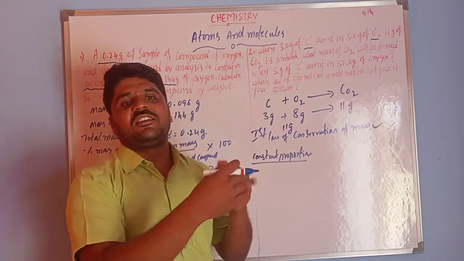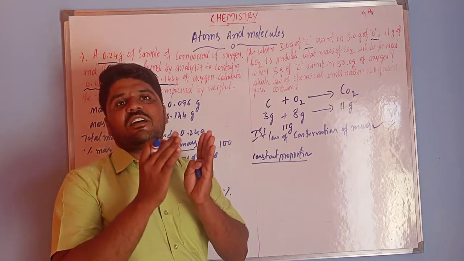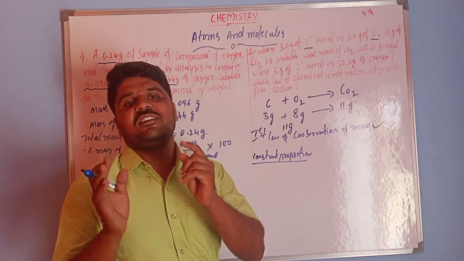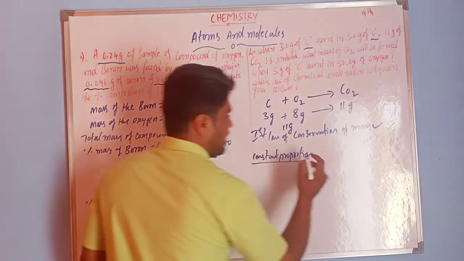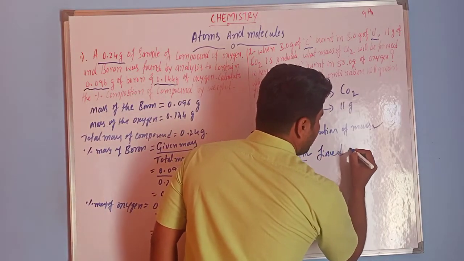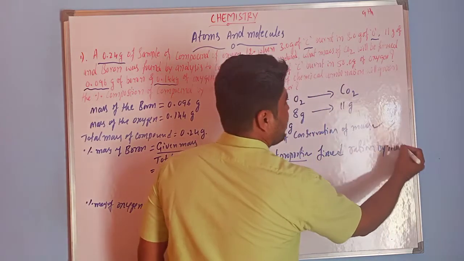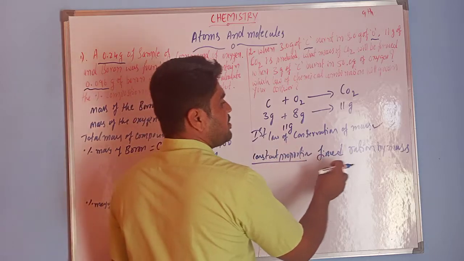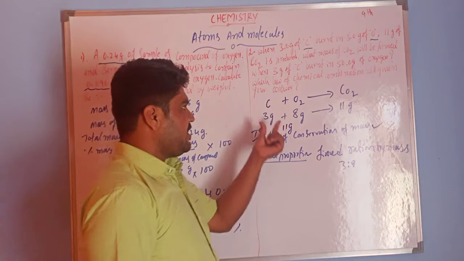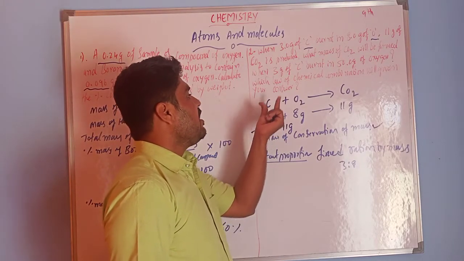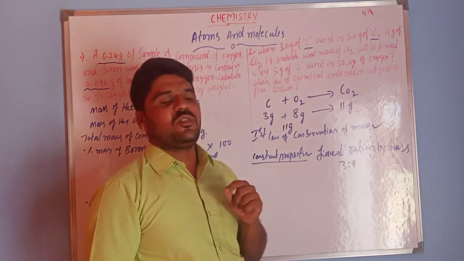So this is another portion. The compound contains carbon and oxygen in a fixed ratio by mass. Carbon dioxide is formed in a fixed mass ratio, that is 3:8. That means 3 grams of carbon always reacts with 8 grams of oxygen only.